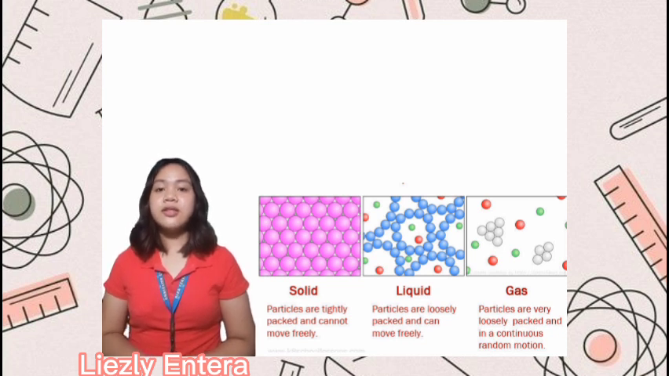Solids. Solids are relatively rigid, with definite volume and shape. In a solid, the atoms and molecules are attached to each other. They vibrate in place but don't move around.